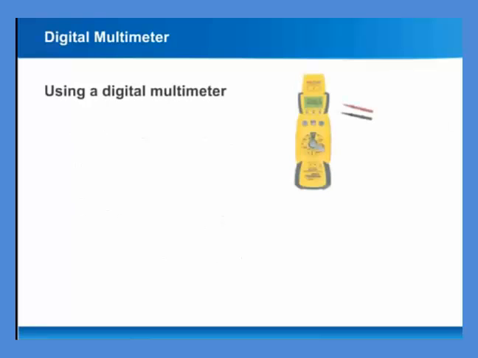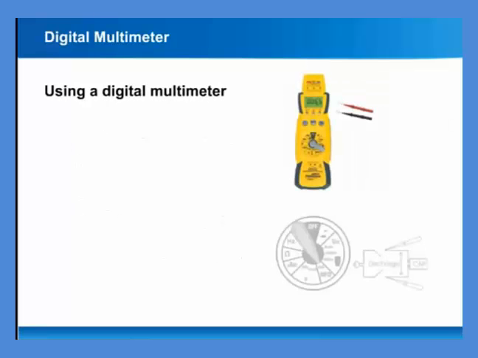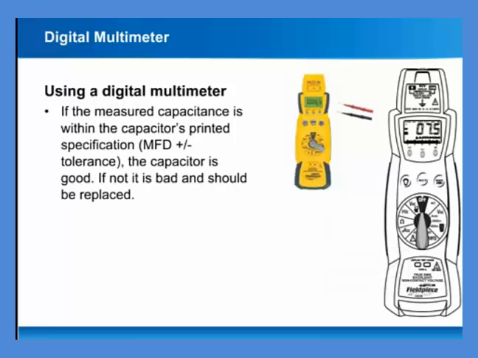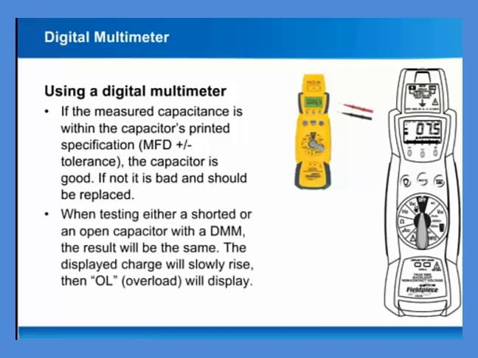A DMM with the capacitance function tells you if the capacitor is holding the charge at its rated capacity, something an ohm meter can't tell you. If the measured capacitance is within the capacitor's printed specification, the capacitor is good. If not, it is bad and should be replaced. When testing either a shorted or an open capacitor with a DMM, the result will be the same. For example, the MFD reading may rise slowly, then be replaced by OL, overload.